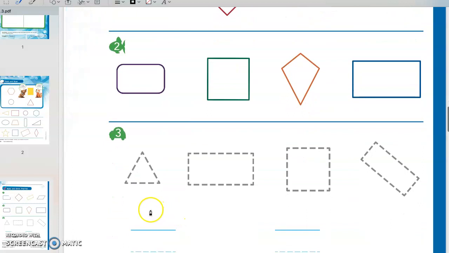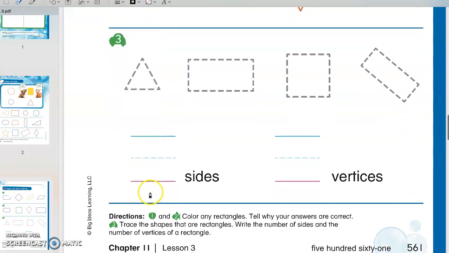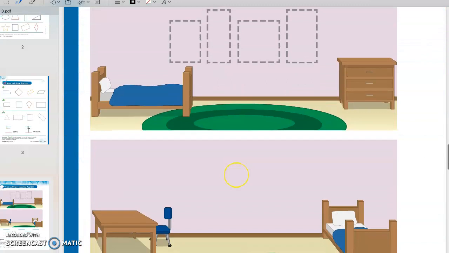Now look at these shapes. Trace only the rectangles, not the square, not the triangle. Then, how many sides does a rectangle have? This time I'm going to fill it in correctly. 4 sides. And how many vertices does a rectangle have? 4 vertices. Okay, let's look at the next page.